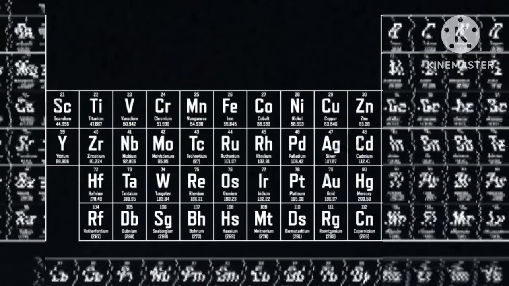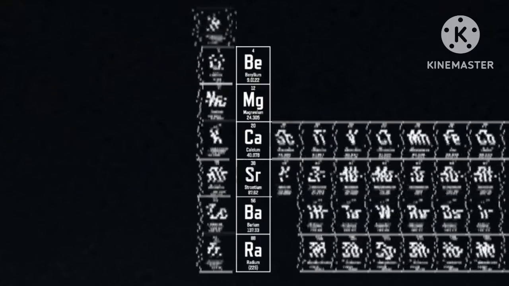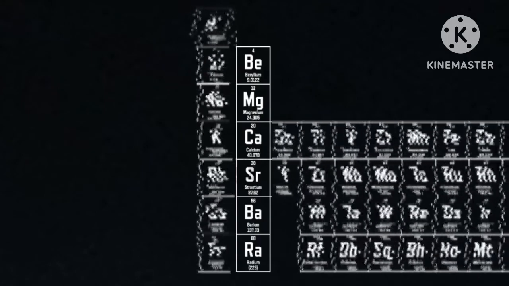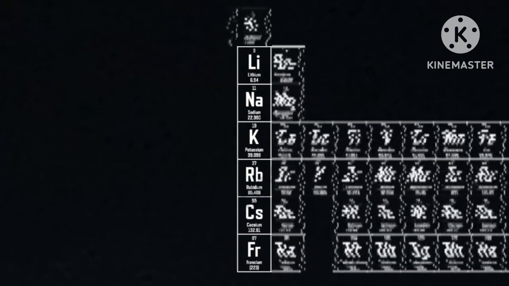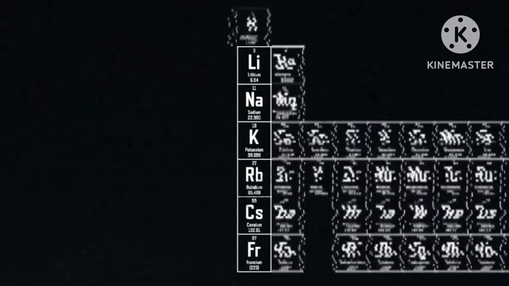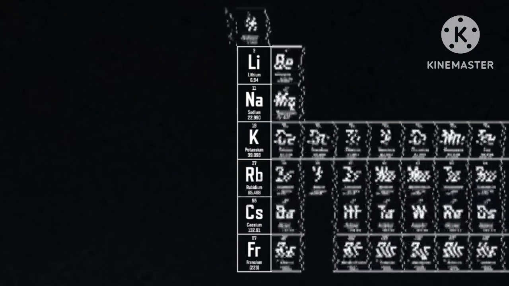And then to the left of the transition metals, we have the alkaline earth metals. And then to the left of those, we have the most reactive elements, the alkali metals, which are named alkali metals because when they react with water, it makes the water alkaline.